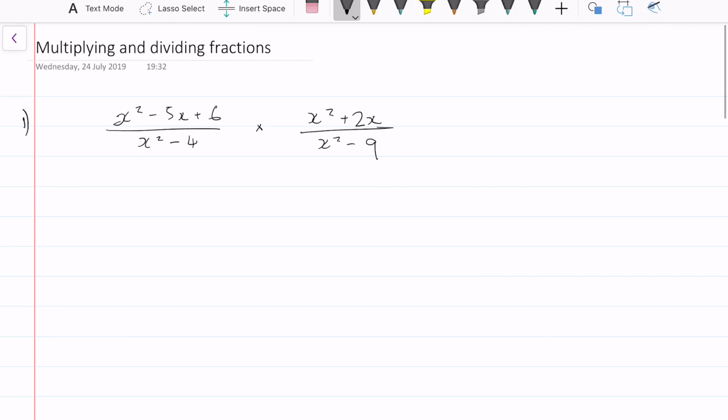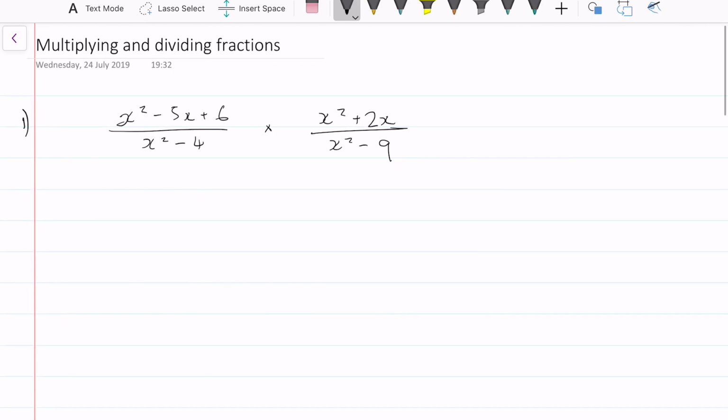Okay, but essentially the aim is to factorize the terms individually as far as we can, and then to use cross-canceling to simplify the fractions. And again, don't be scared of fractions. Okay, let's look at the first question.